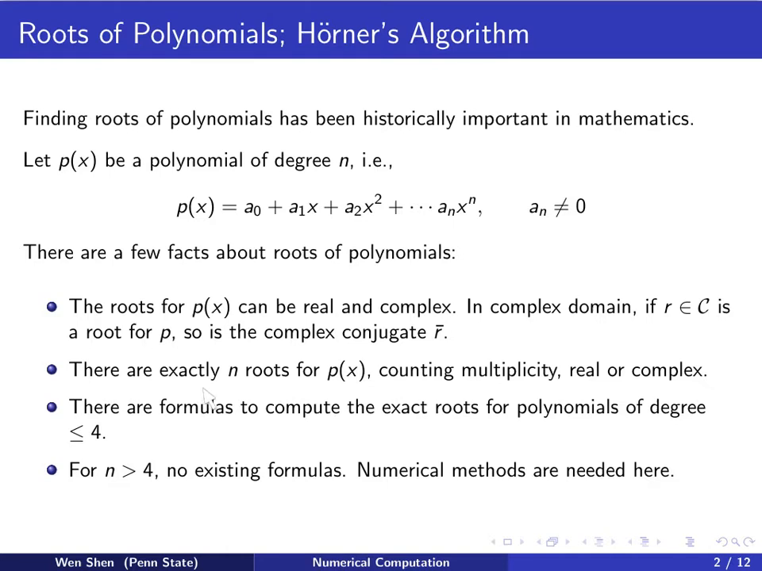About the total number of roots for a polynomial, we know that for a polynomial of degree n, there are exactly n such roots, where the n is obtained by counting multiplicity and counting all the real and complex roots.